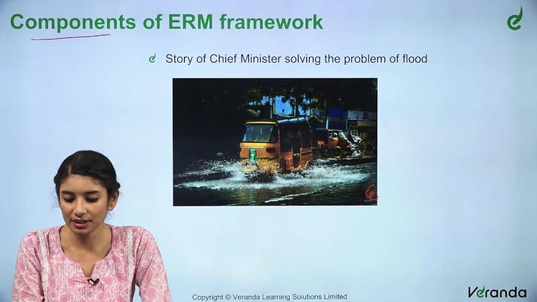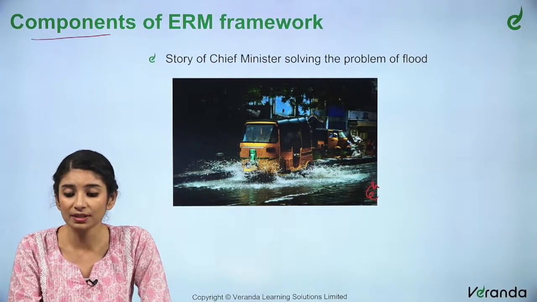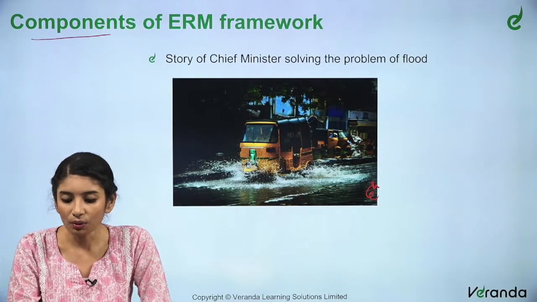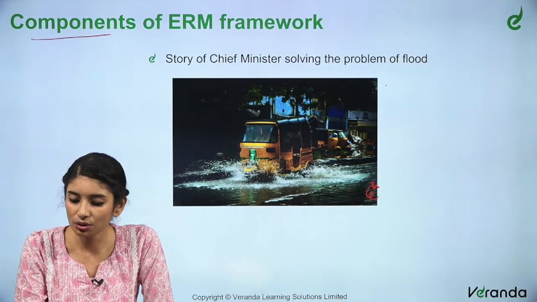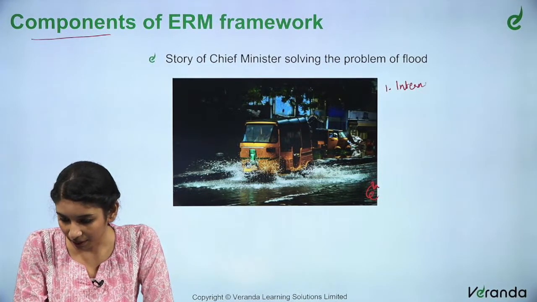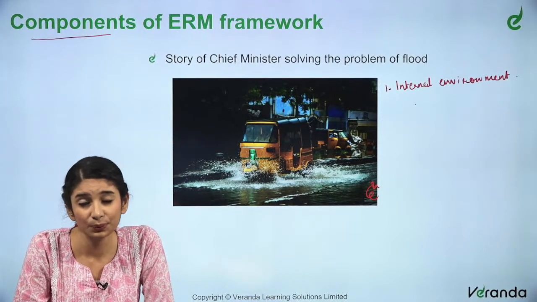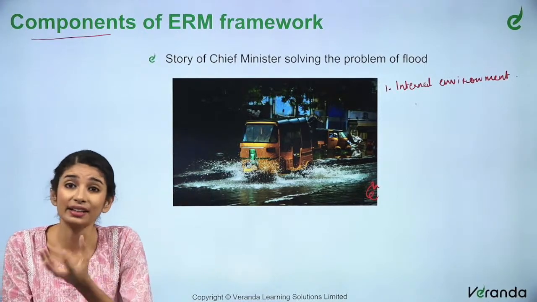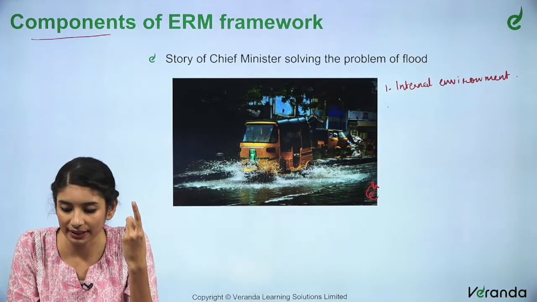Take a flood in any state, any city, which is common. Say for example, Chennai floods. Story of a Chief Minister solving the problem of flood. If anyone wants to solve the problem of flood, number one, they need to understand the internal environment, which means understanding what areas do not have a proper drainage system, and what areas where the rainfall is very high get clogged. So, the internal environment needs to be studied.